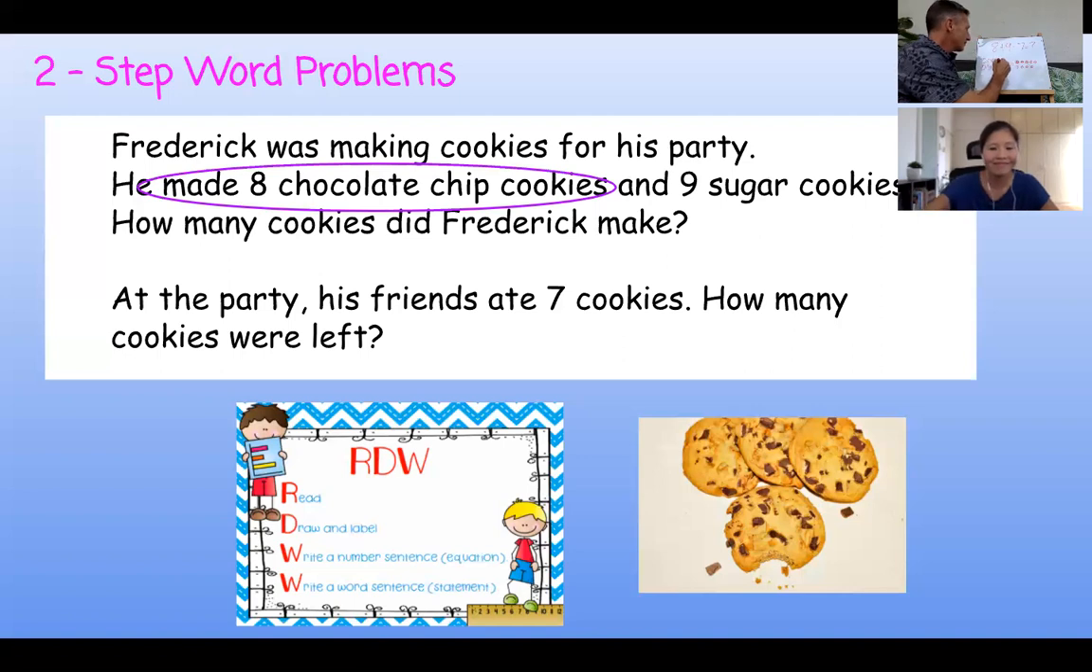And the way that I might do that is I could just take 1 from over here. I'm going to bring that and fill that 10 frame. I know that's going to be 10. Here I'm going to be left with 7, right? So I know 10 and 7, so I'm going to have 17 right now. He's going to make 17 cookies for his birthday party. But his friends are going to be eating 7 of those.